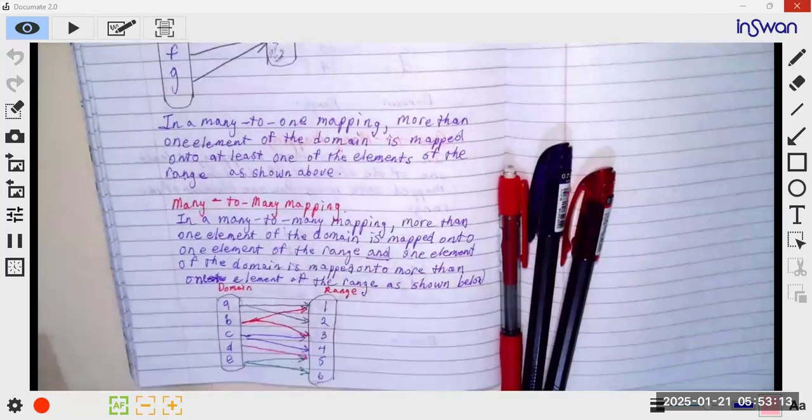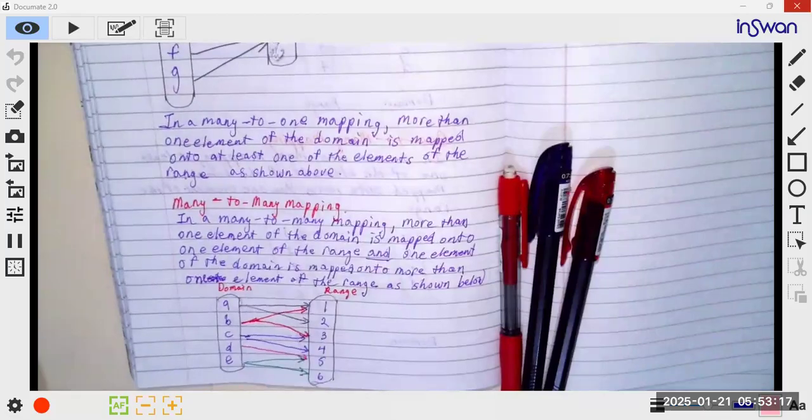So these are the 4 types of mappings. They are one-to-one, one-to-many, many-to-one, and lastly, many-to-many. These are the 4 different types of mappings that we use in relations. Okay? And you need to know about these types of mappings.